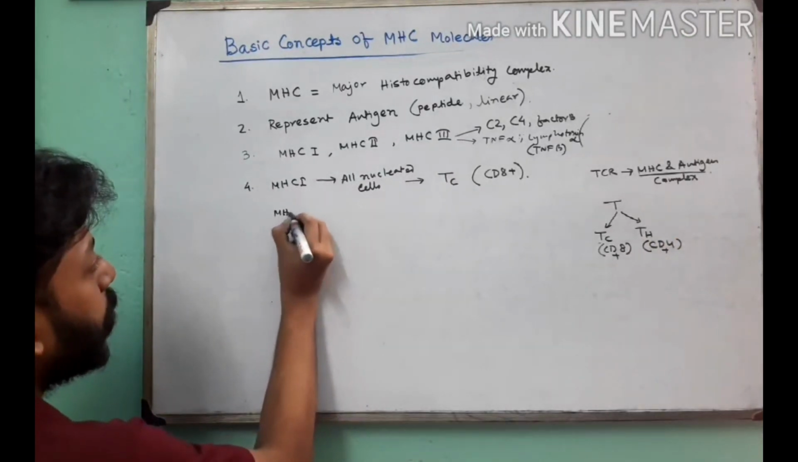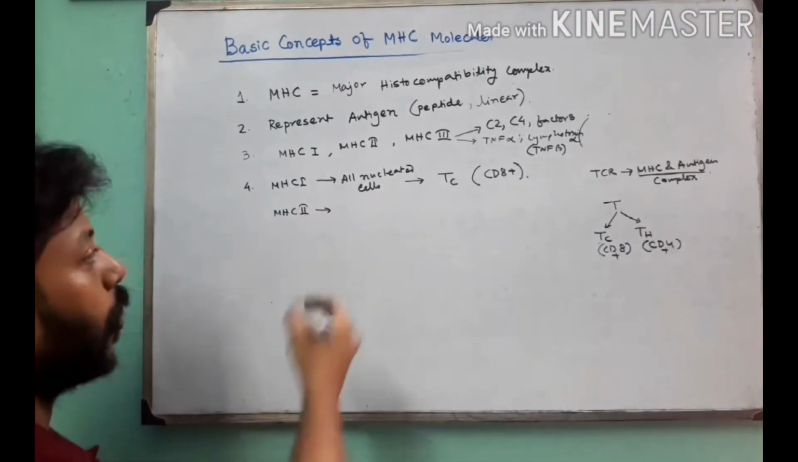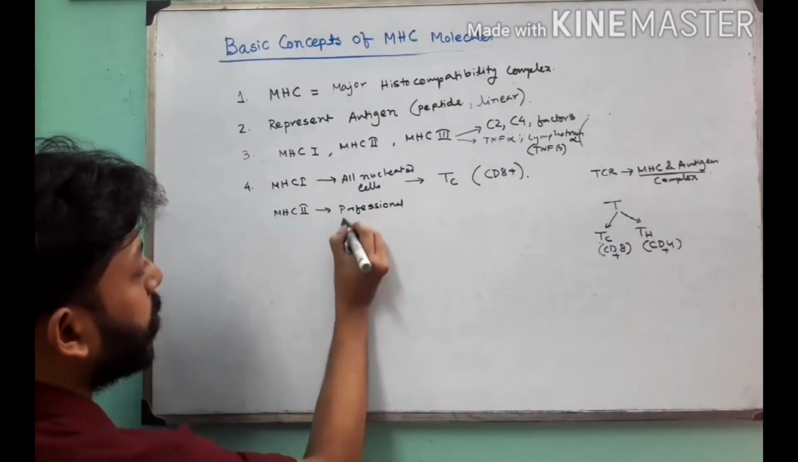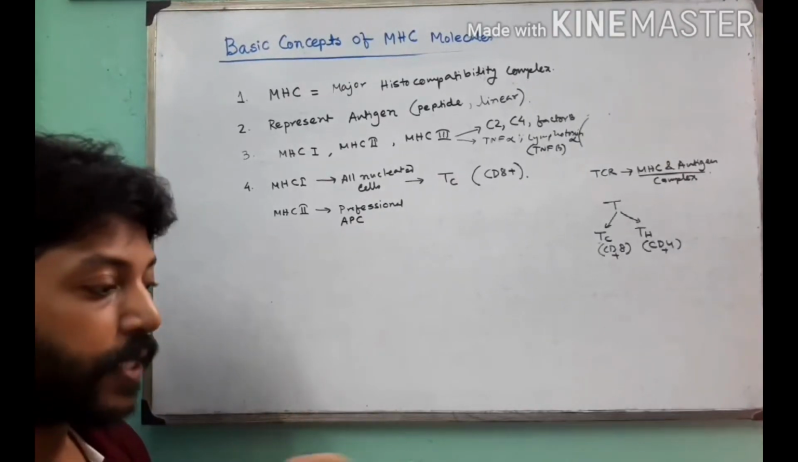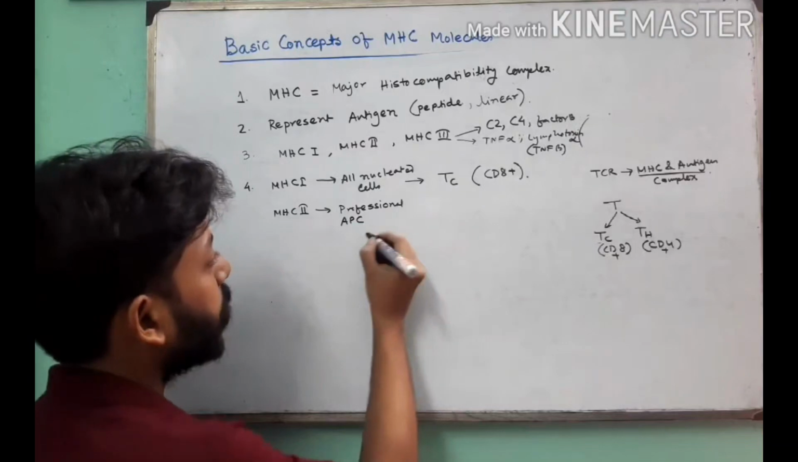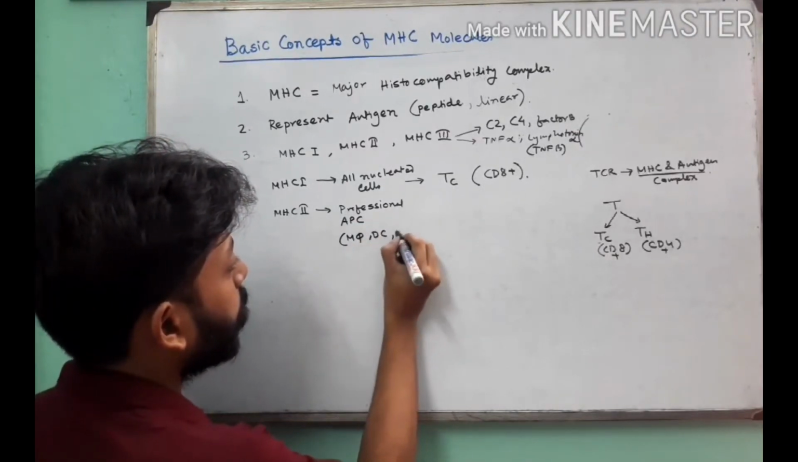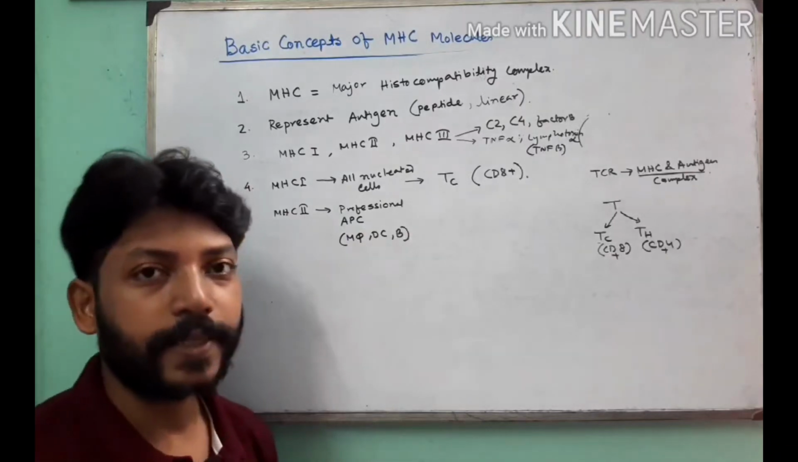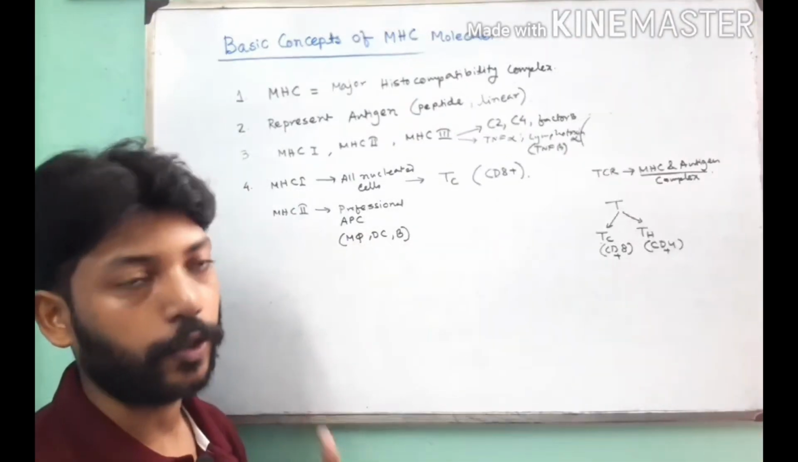Then the MHC II molecule is expressed by very few cells called professional APCs, meaning antigen presenting cells. These cells are professional in presenting antigen. Examples of these cells are macrophages, dendritic cells, and B cells. But some cells like endothelial cells and thymic epithelial cells can also express the MHC II molecule.